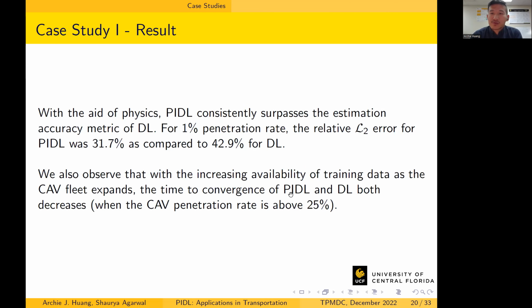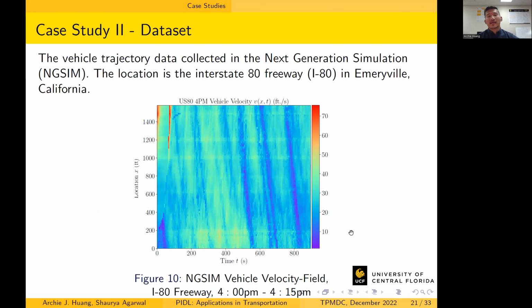Here I just want to quickly recap what we learned from this first case study. We do observe the superior performance of PIDL compared to DL, and as the amount of available training data increases, we see both neural networks evidently converge quicker just based on the training inputs. That intuitively should be correct with regard to the training process of a deep learning neural network. So let's move on to the second case study.